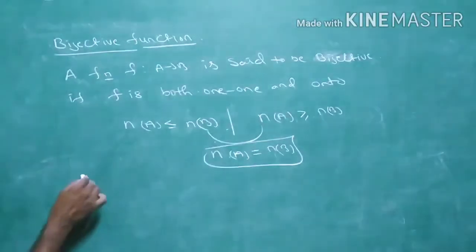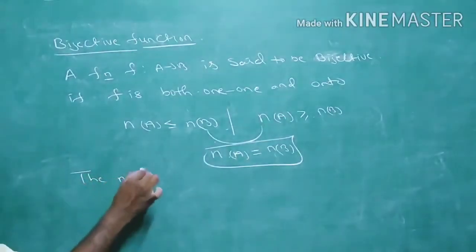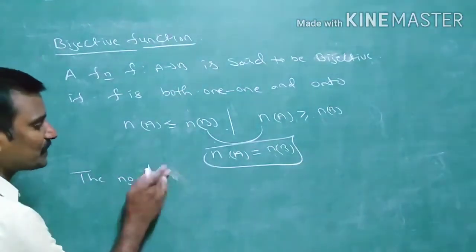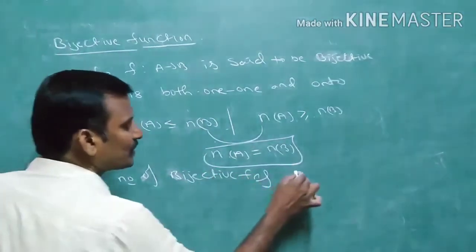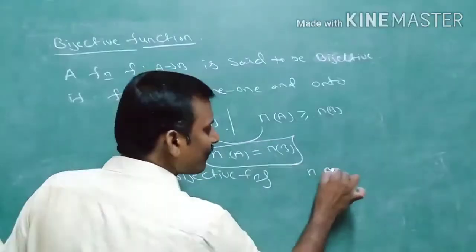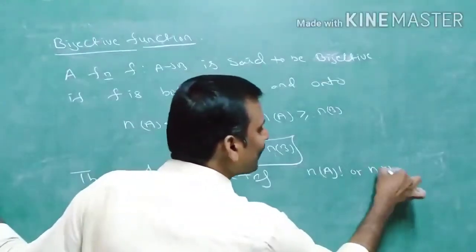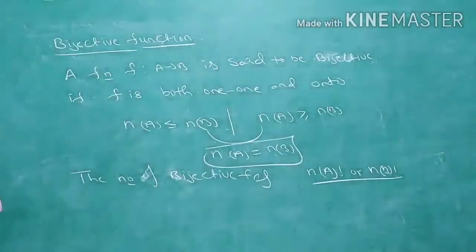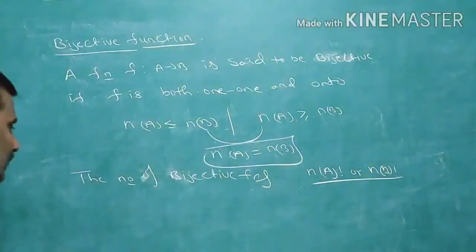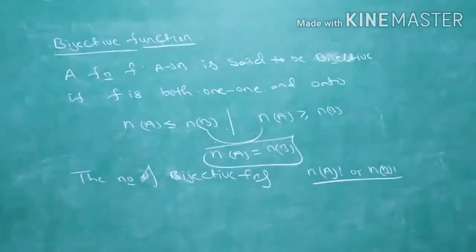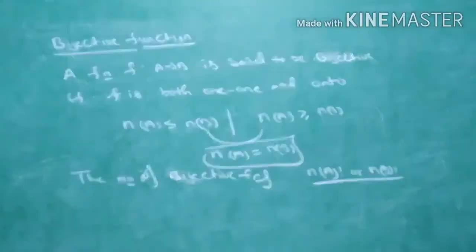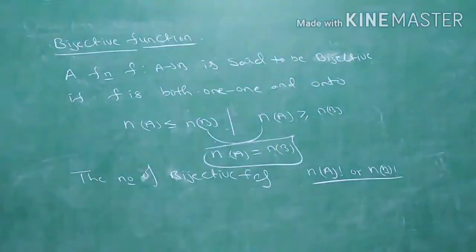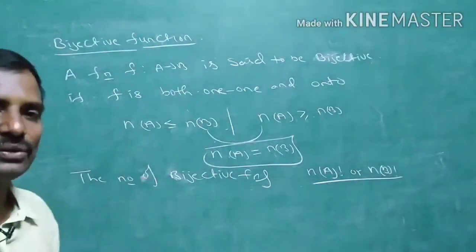The number of bijective functions formula. The number of bijective functions is n(A) factorial or n(B) factorial, because n(A) is equal to n(B). This is the number of bijective functions formula: n(A) factorial or n(B) factorial. This is the definition of a bijective function. What does bijective function mean? f is both one-one and onto, and the condition is n(A) equal to n(B). This is the definition for one-one, onto and bijective.